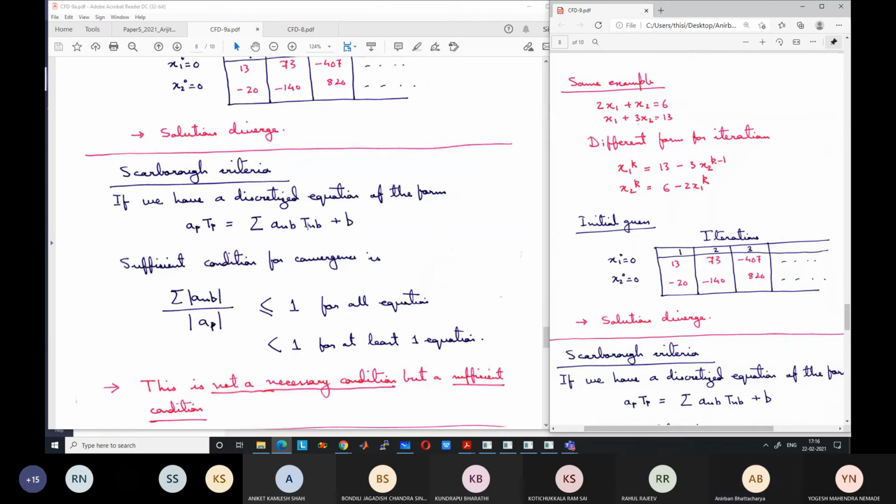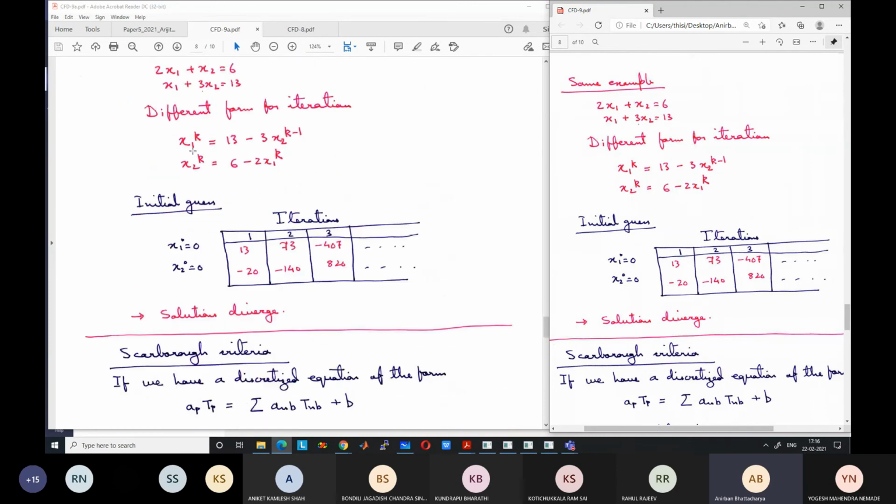Okay. So in general in CFD, whether it is finite difference or finite volume, our equation will be of this form: APTP is equal to summation A_nb T_nb plus B. Same thing here also. AP is 1, the unknown is x1, B is 13, and summation A_nb T_nb has only one term, x2, with A_nb equal to minus 3. For the second equation, AP is 1, the unknown is x2, B is 6, and A_nb is minus 2.